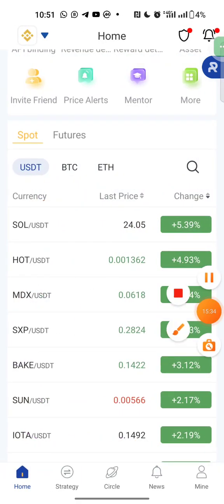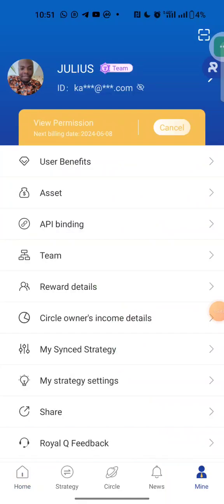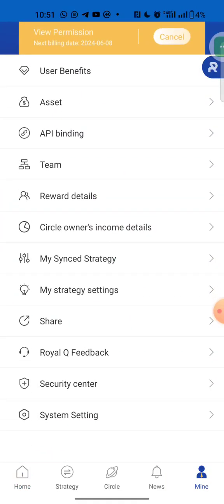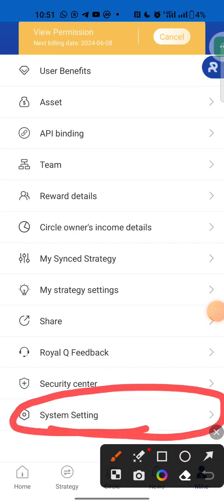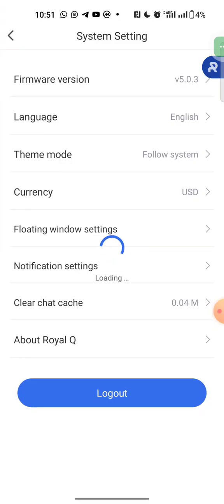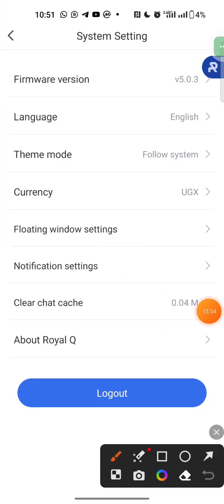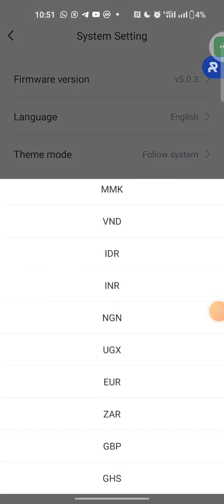If you wanna turn this to UGX or to your local currency in Royalq, what do you need to do? It will require you to come basically on mine. When you tap on mine, then I want you to come on this area called system settings. So you tap on system settings. When you tap on system settings, then you have this area of currency. Then I want you to turn your currency to your own that you have. If your currency doesn't appear here, it means that your country has not done enough in marketing the business.